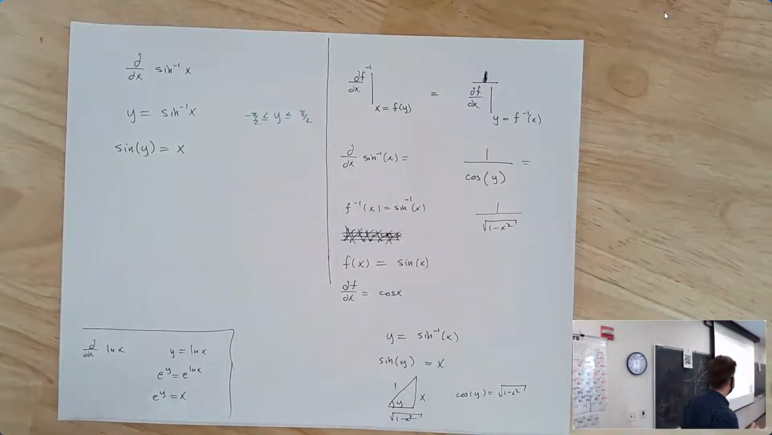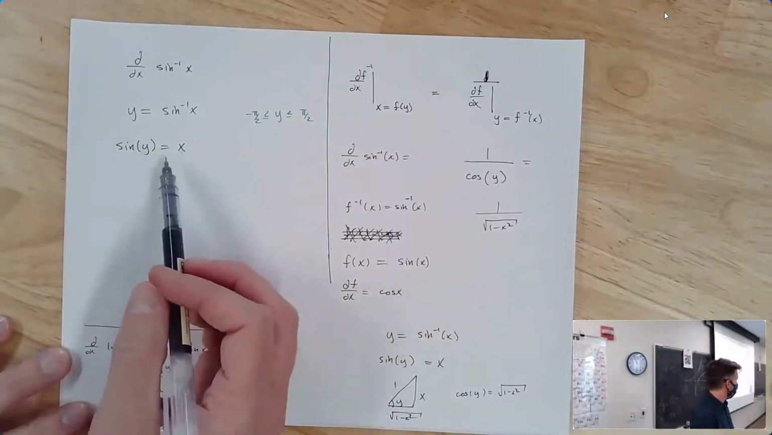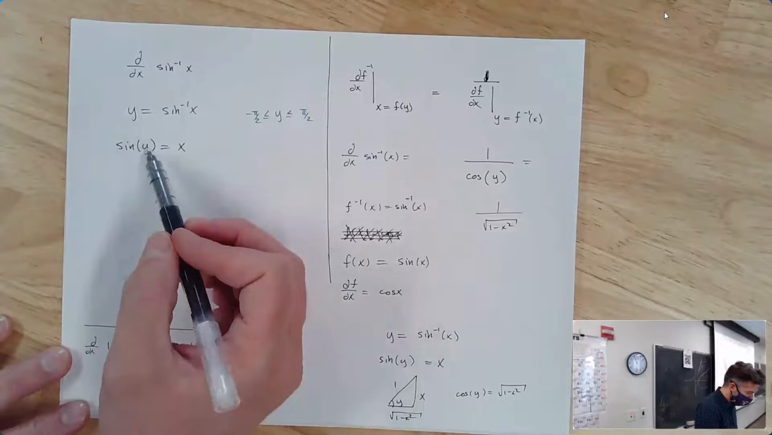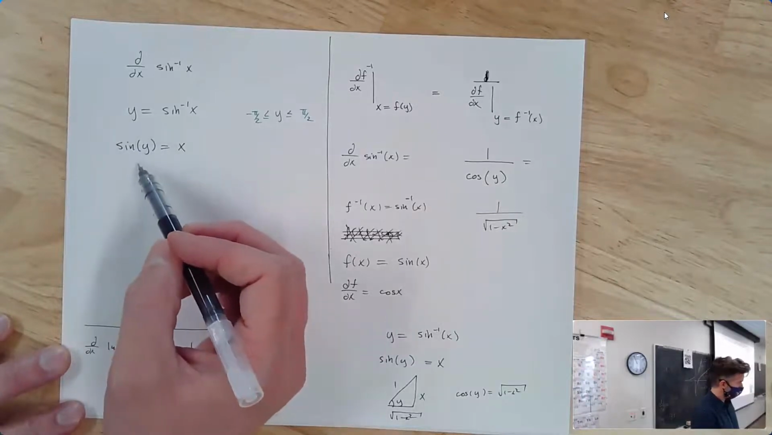So the whole idea, when you try to find the derivative of an inverse function, is to undo the inverse relationship, right? Write it as the original relationship, but now you've got x and y in the opposite spots from where you usually have them. What's the derivative of sine of y?